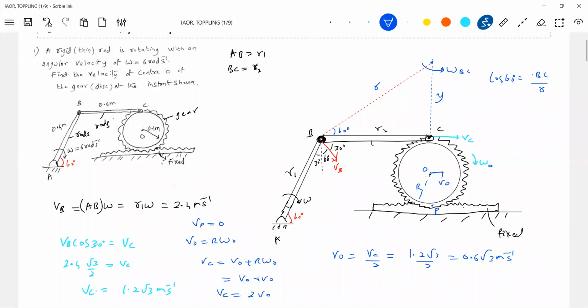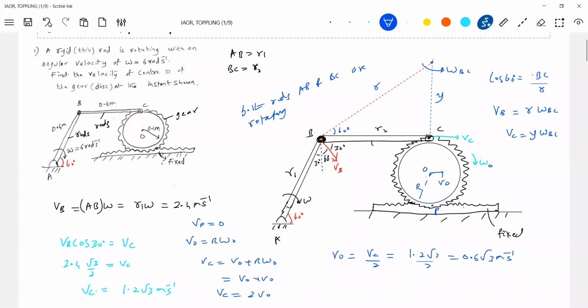Then I'll get the VB. So VB is equal to R into omega BC. I know R, then I know VB, then I'll get omega BC. If I know omega BC, I can write again BC. If I know VC, I'll bring it. So in fact, the rod BC is rotating. Both rods AB and BC are rotating.